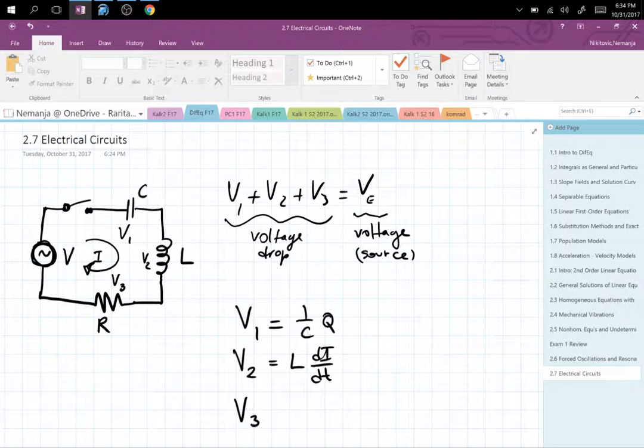Now these are definitions that you need to know if you want to set these things up. And finally, the resistor is just the good old Ohm's law, which is the current through times the resistance, which is given in ohms. And di dt is the time rate of change of current.